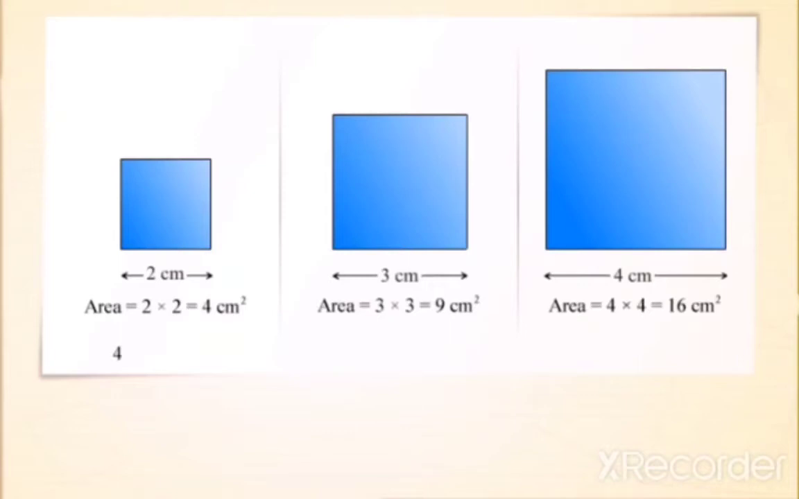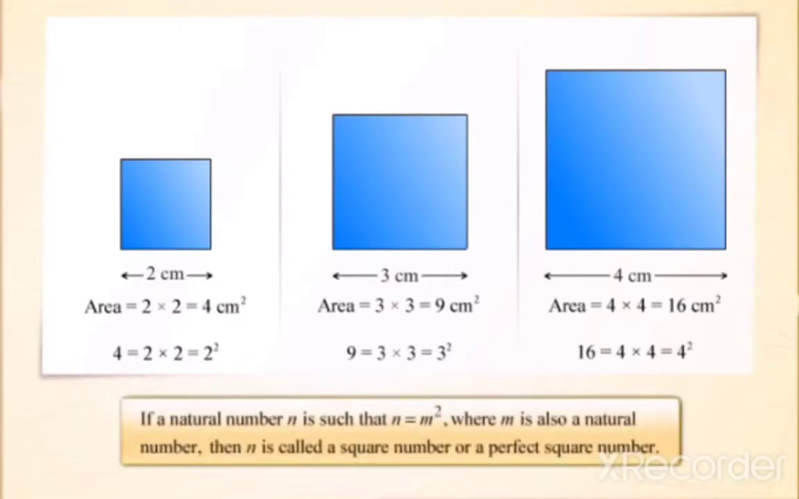For example, 4. You can express 4 as 2 multiplied by 2, which is equal to 2 square. Similarly, 9 can be expressed as 3 multiplied by 3, which is equal to 3 square. In the same way, 16 can be written as 4 square. Therefore, if a natural number n is such that n is equal to m square, where m is another natural number, then n is called a square number or a perfect square number.